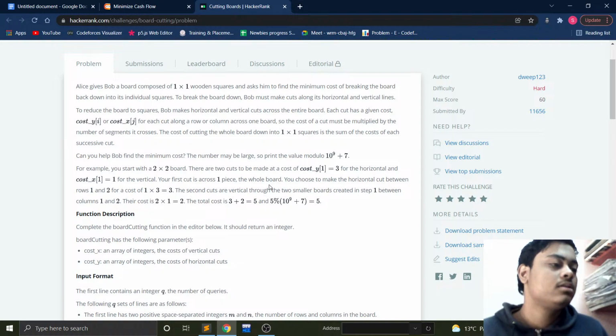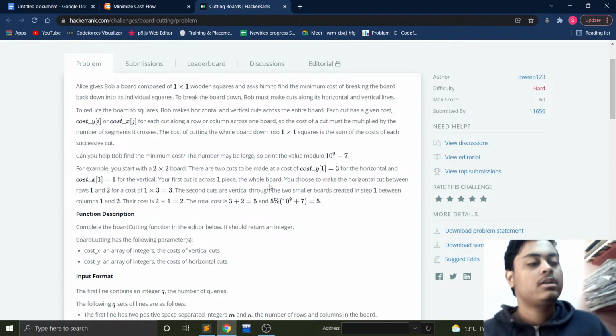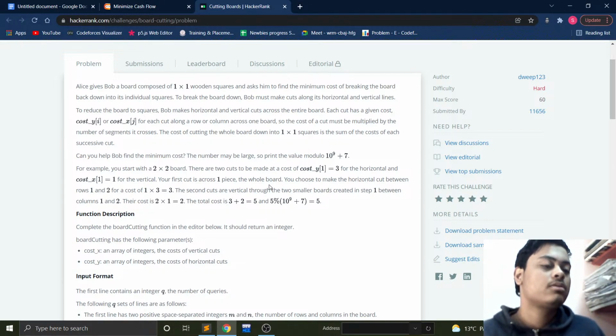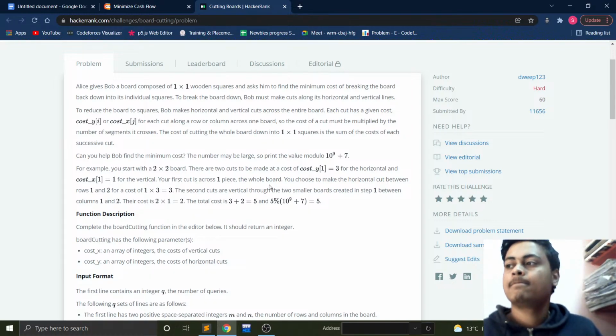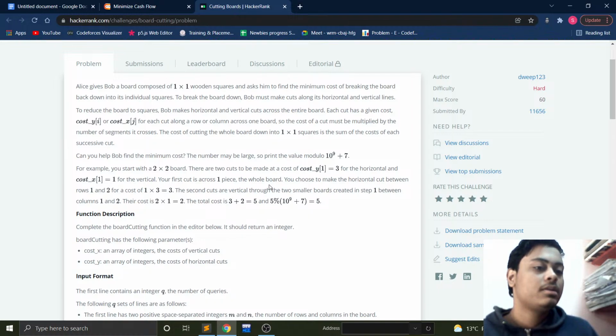Each cut has a given cost yi and cost xj for each cut along a row or column across one board. So the cost of a cut must be multiplied by the number of segments it crosses. The cost of cutting the whole board down into 1 x 1 pieces is the sum of the costs of each successive cut. Okay. The number may be too large, so we have to print it modulo 10 power 9 plus 7.